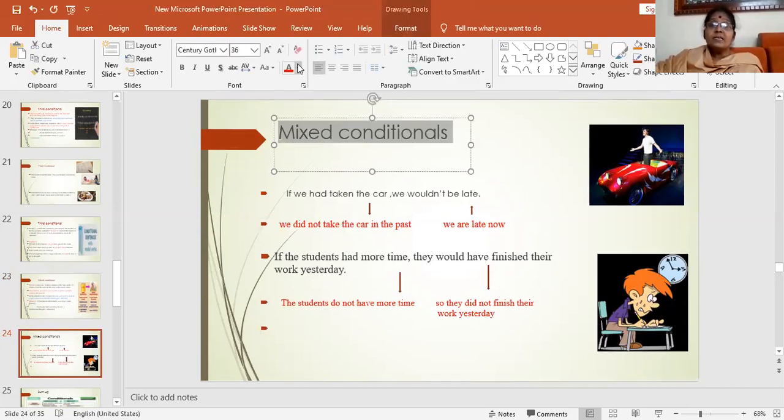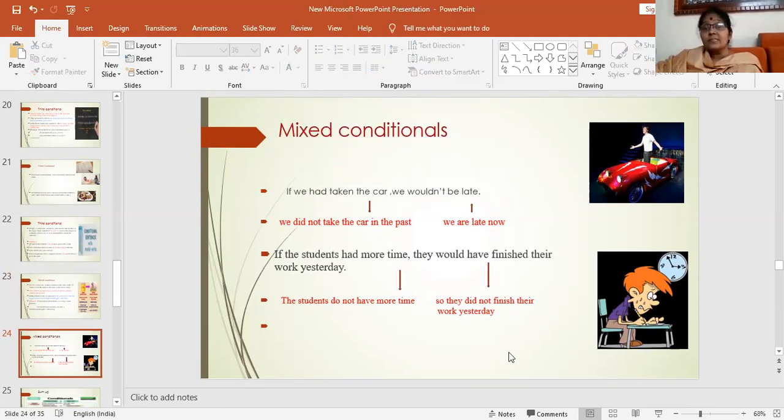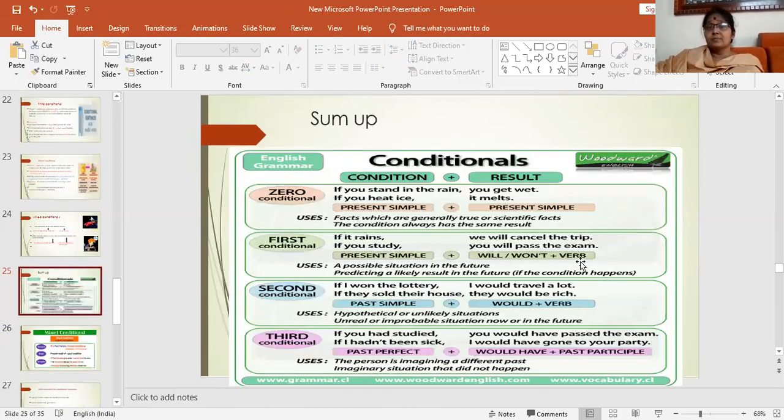Mixed conditionals refer to a time in the past and the result of it that is continuing in the present, right? Now let us sum up all these four conditions. The first one is zero conditional. And what is the condition? That is, if you stand in the rain, the result is you get wet, which is very true. Or if you heat ice, what is the result?